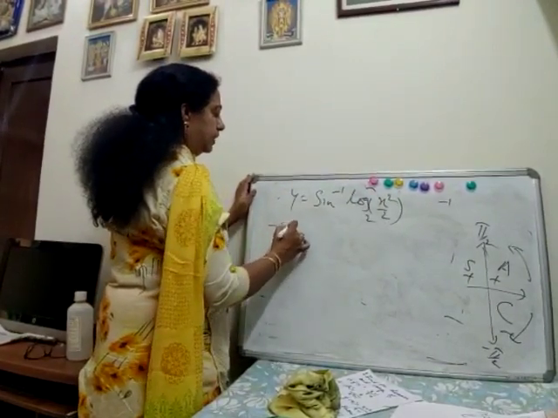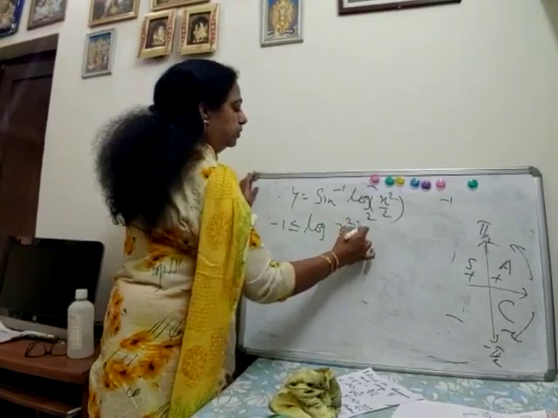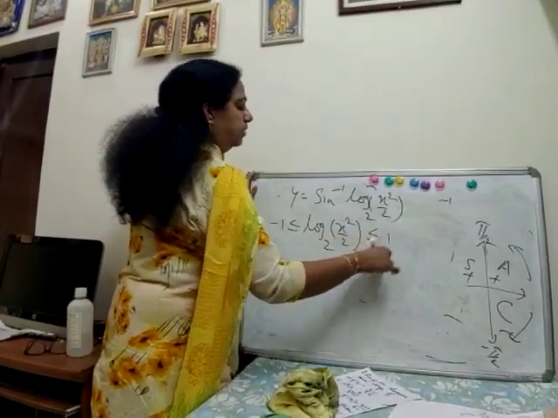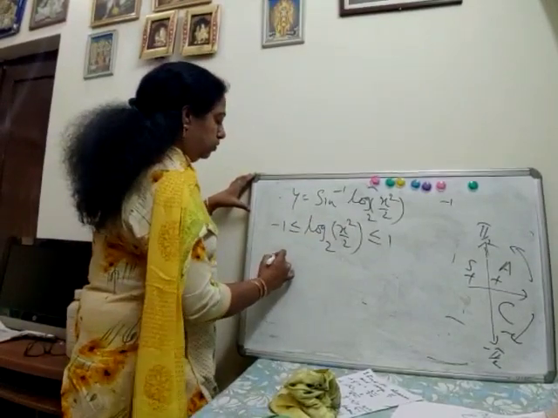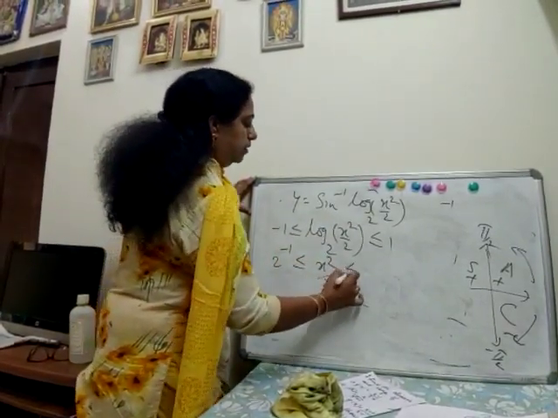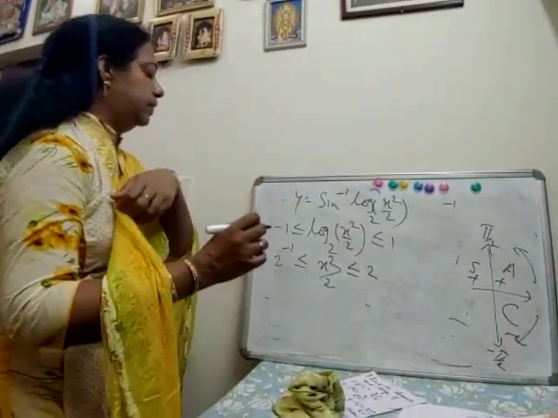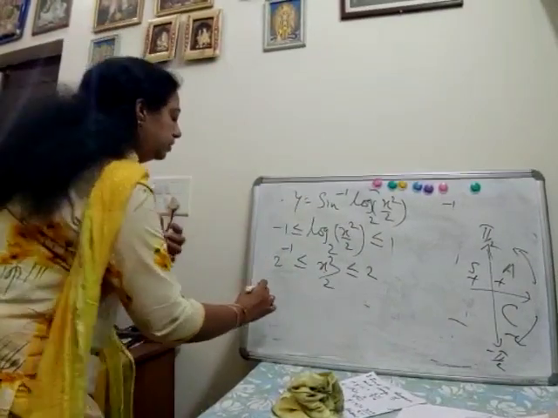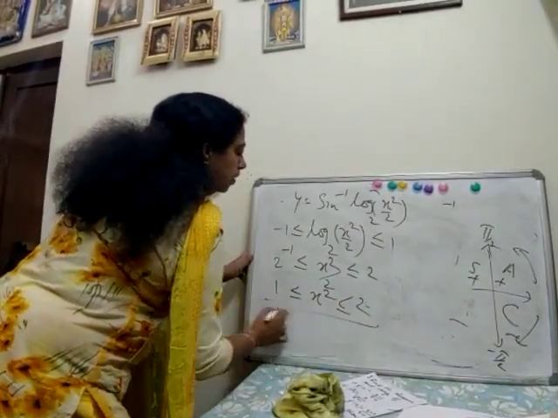So what will you get? -1 less than or equal to log of x square by 2 to the base 2 less than or equal to 1. Removing log, what will you get? 2 to the power -1 less than or equal to x square by 2 less than or equal to 2 to the power 1. We are cross multiplying 2 to the power -1 and into 2, that is 2 to the power 0, that is 1 less than or equal to 2.